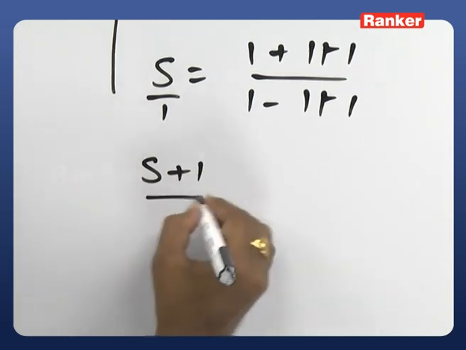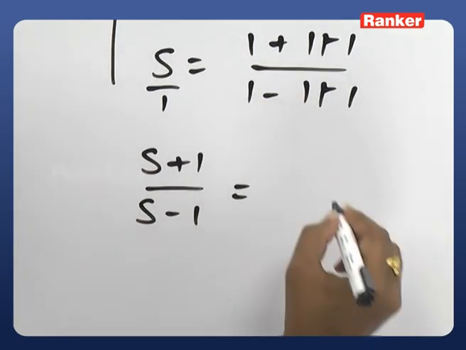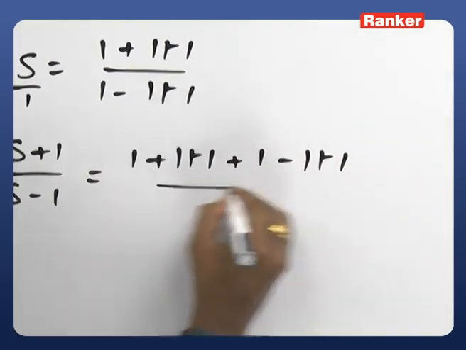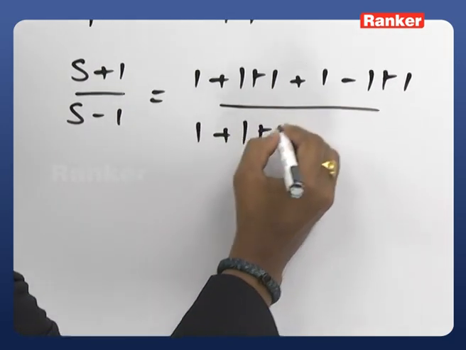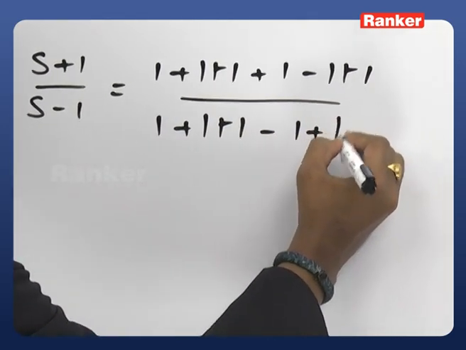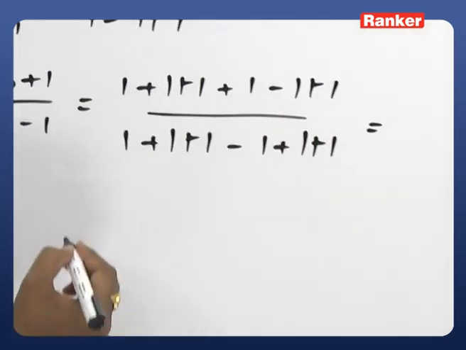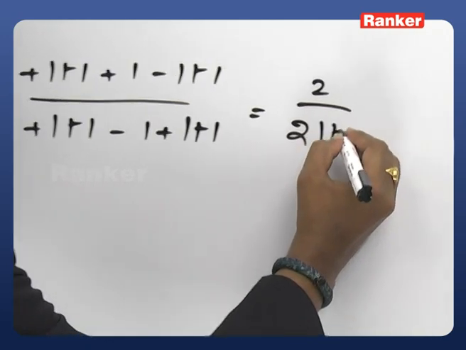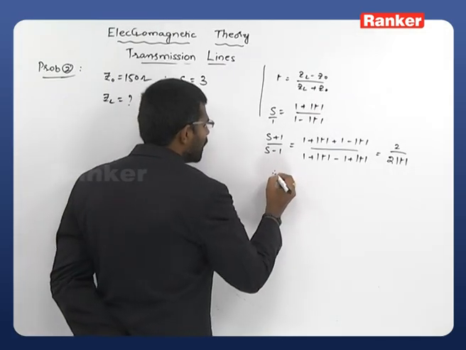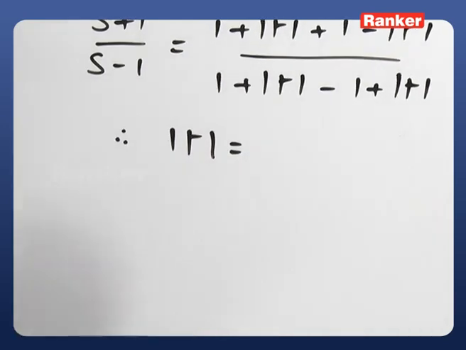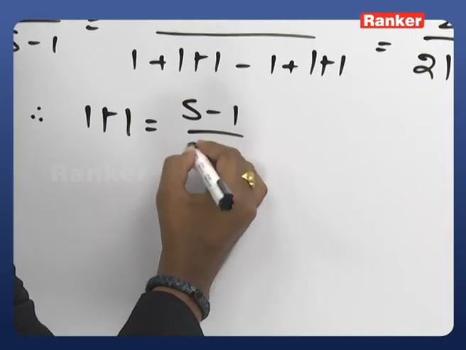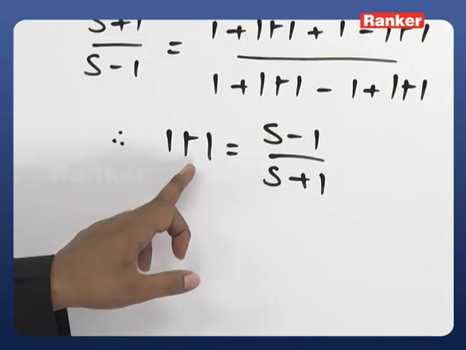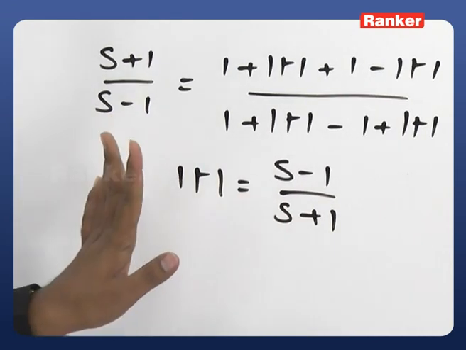So it is S plus 1 divided by S minus 1. By componendo and dividendo, it gives 1 plus magnitude of gamma plus 1 minus magnitude of gamma divided by 1 plus magnitude of gamma minus 1 plus magnitude of gamma, which is equal to, here gamma will be cancelled, 2 divided by 2 magnitude of gamma. Therefore clearly magnitude of gamma can be written as S minus 1 divided by S plus 1. So whenever we require magnitude of gamma, simply it is S minus 1 divided by S plus 1.